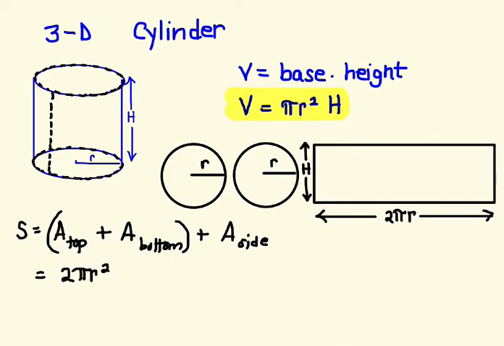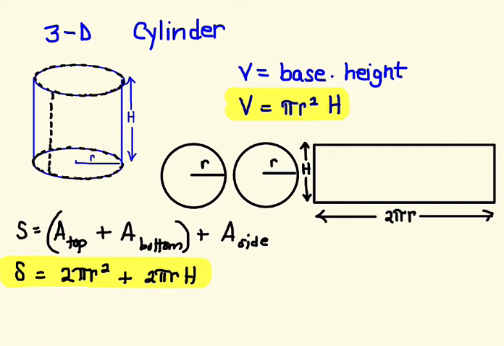And the area of the side, it's this side, right? It's 2 pi r times h. So it's 2 pi r, which is the length of the rectangle, times the width, which is h. There we have it. That's the surface area of a cylinder, with the volume and the surface area of a cylinder.